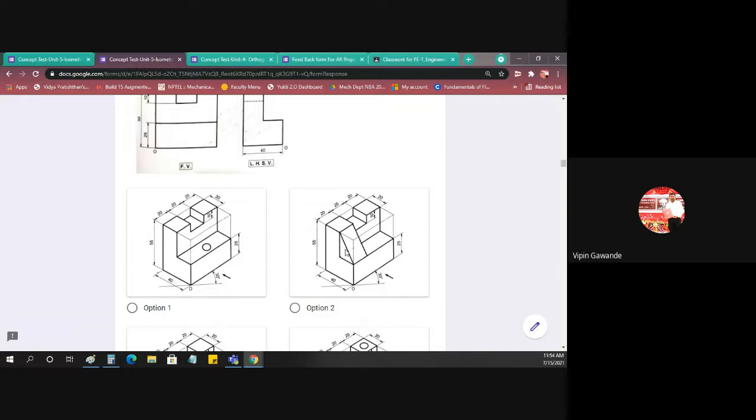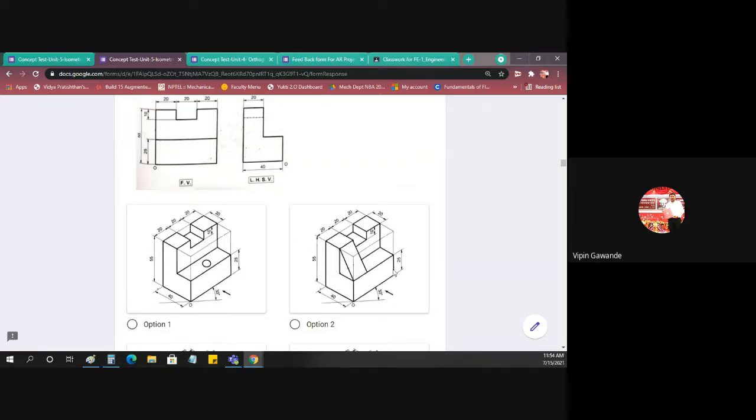Now here, the second option. In the second option, the bottom rectangle is there. See, this rectangle is here, so we'll get a rectangle. But on the top surface, we are not getting this type of surface. We'll get one rectangle here because of this inclined surface. So there is an inclined rectangle here. Because of this inclined surface, that is not there.